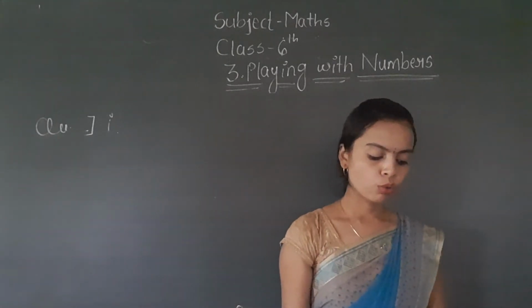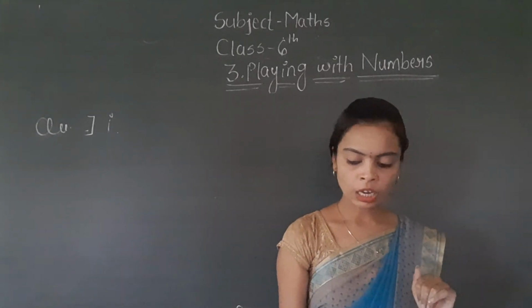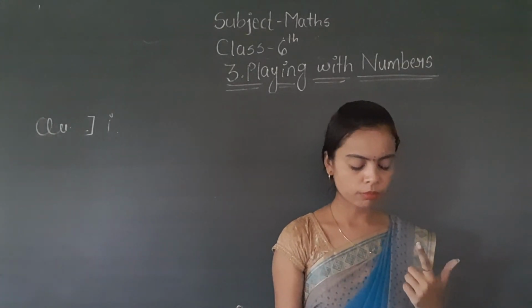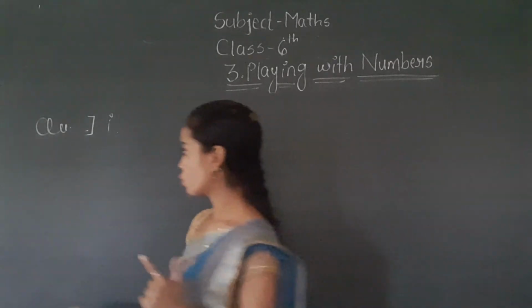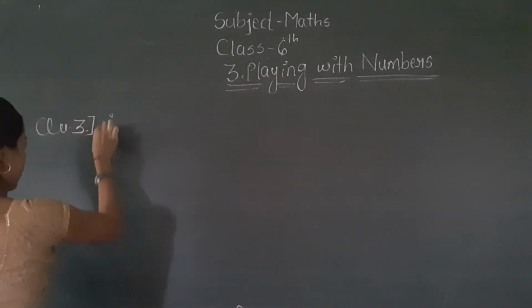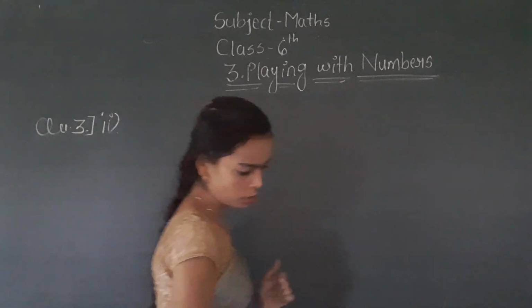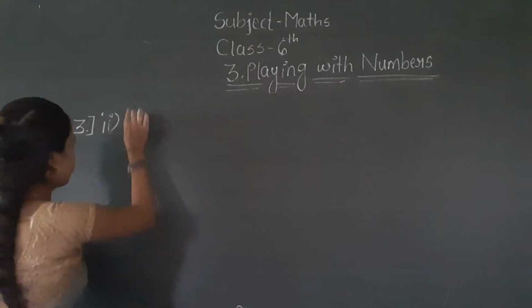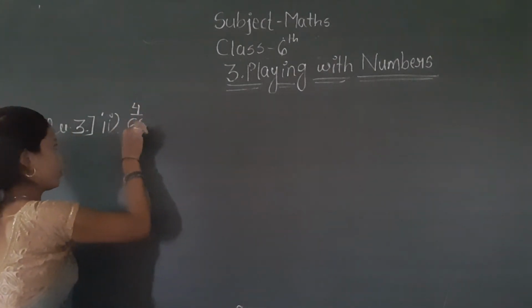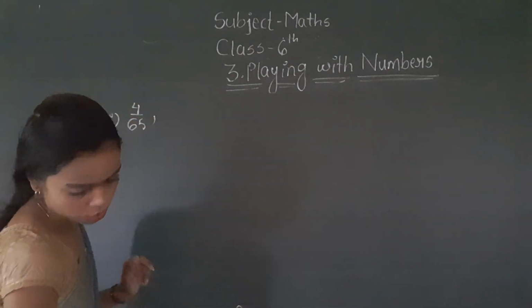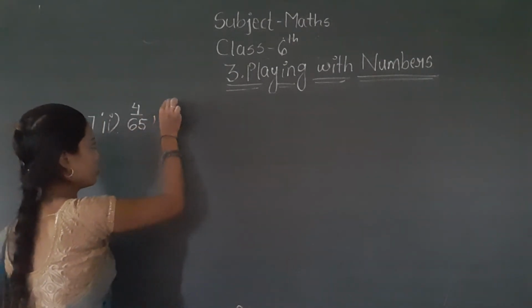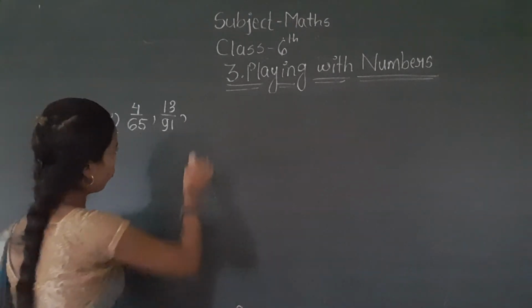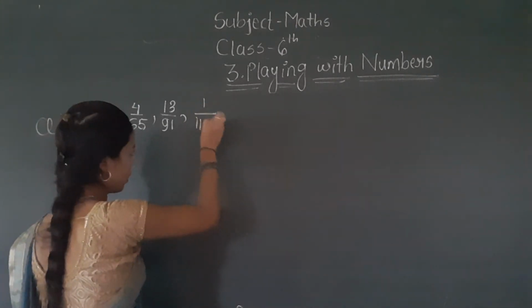Okay, so to find out the LCM of denominator, I am taking the question number 2 for this. Okay, the numbers are little bit big, so I am taking the question number 2. So question number 3, second. What are the numbers? Okay, 4 upon 65, then 13 upon 91, and then 1 upon 117. Okay, so find it out.